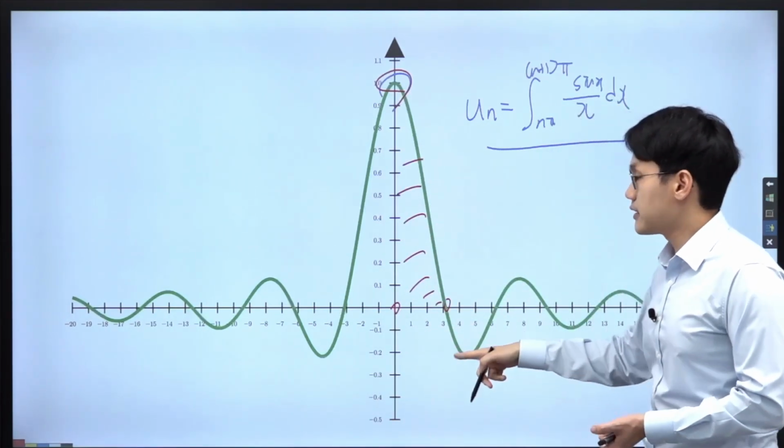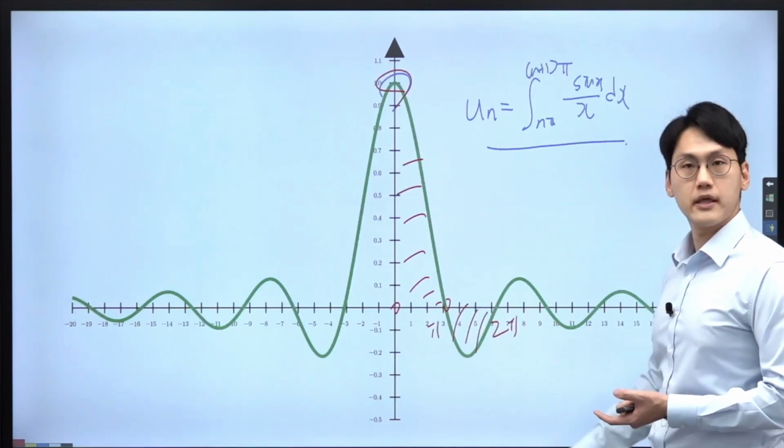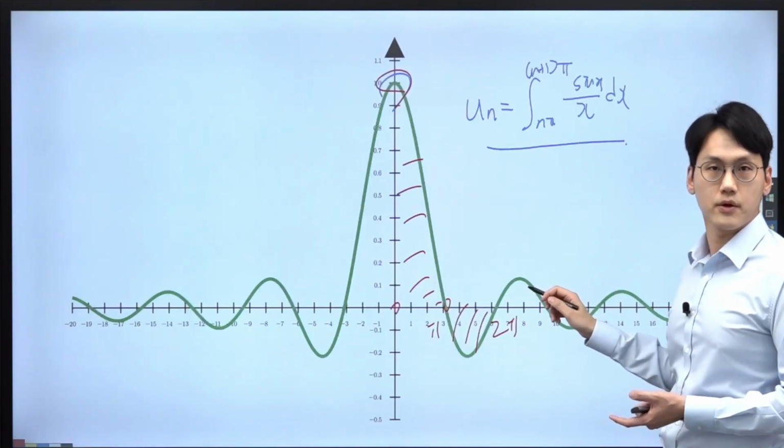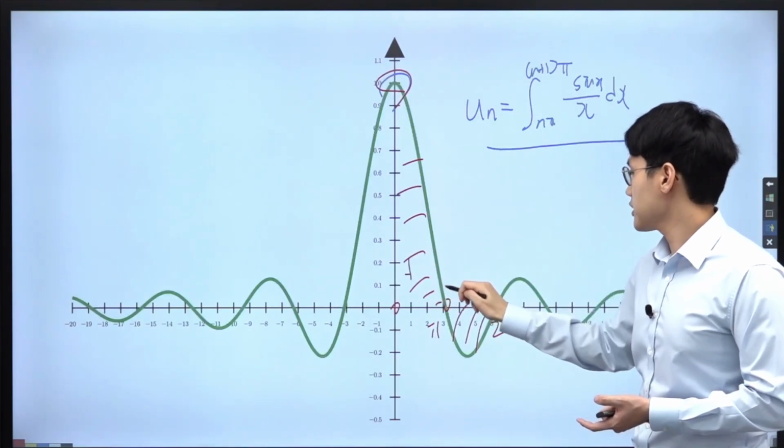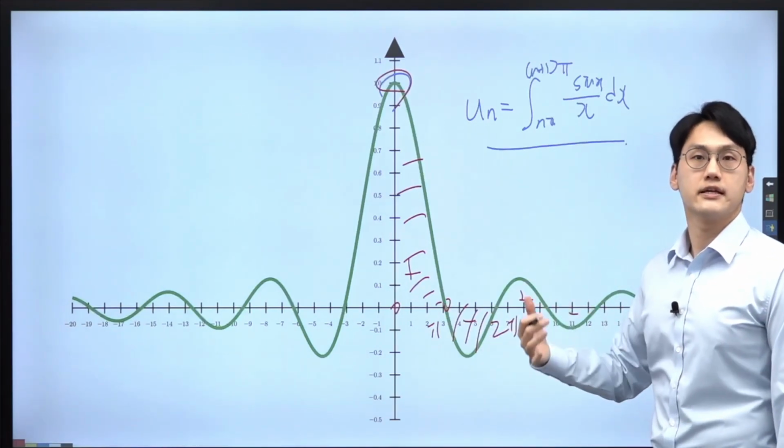But if you look at the next interval, such as pi to 2 pi, you realize my area is going to be negative. And then the pattern goes on and on. It was a positive, then a negative area of the integral. And from then you can say that, yes, it is alternating.